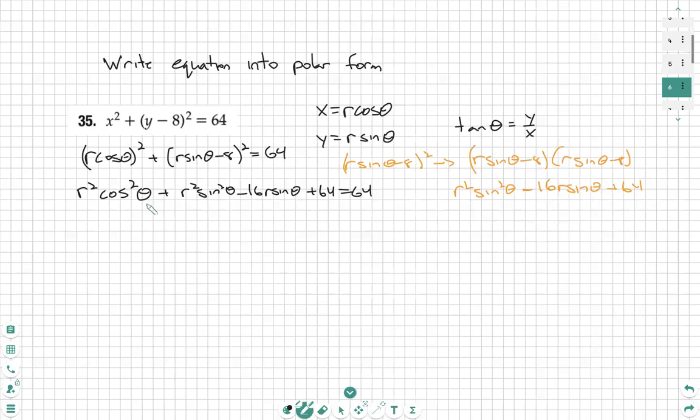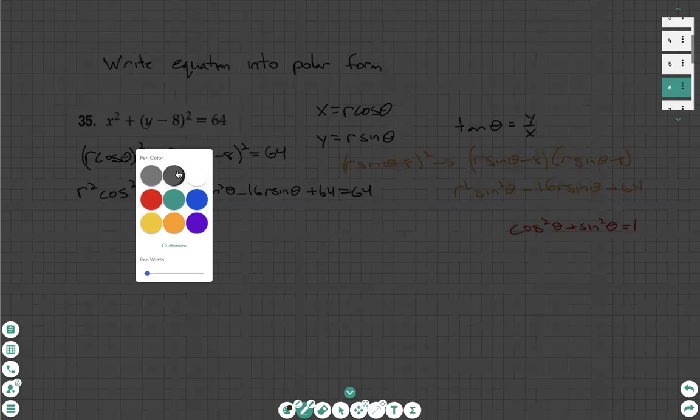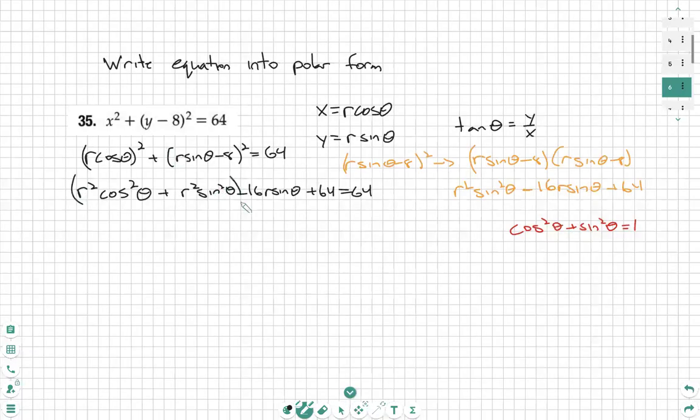Now we're going to continue to clean up, and remember that we have an identity: cosine squared theta plus sine squared theta is equal to 1. So what I can do here is put parentheses around these two and pull out an r squared. You're going to notice we get cosine squared plus sine squared in parentheses times that r squared, which is going to be very convenient for us in the next step.